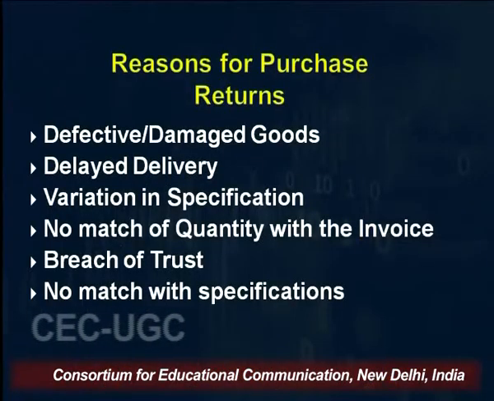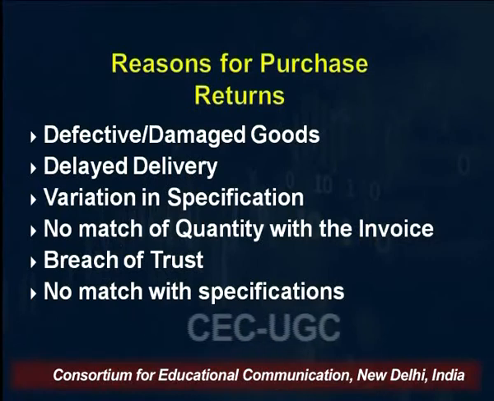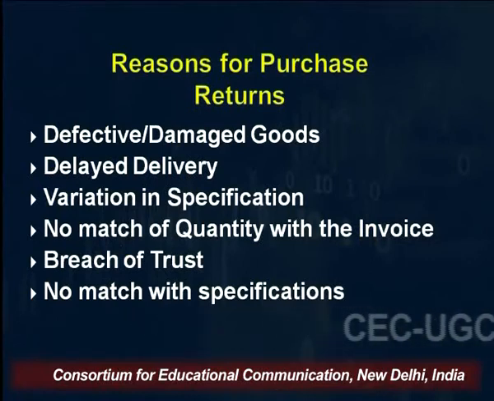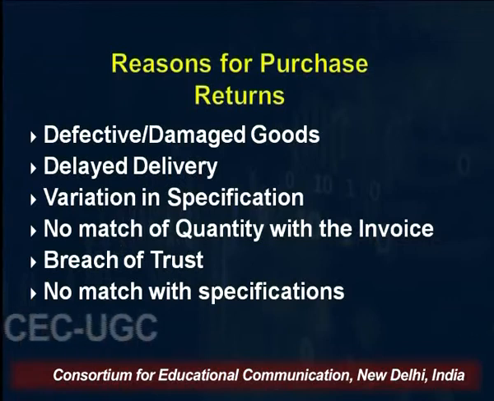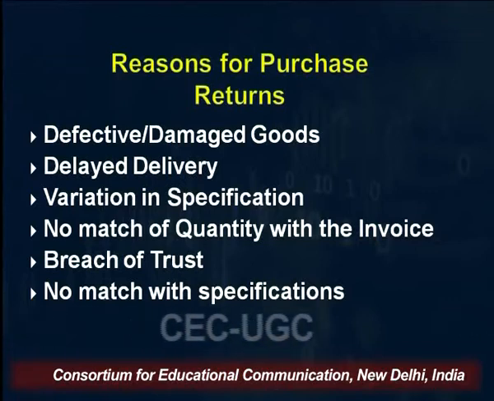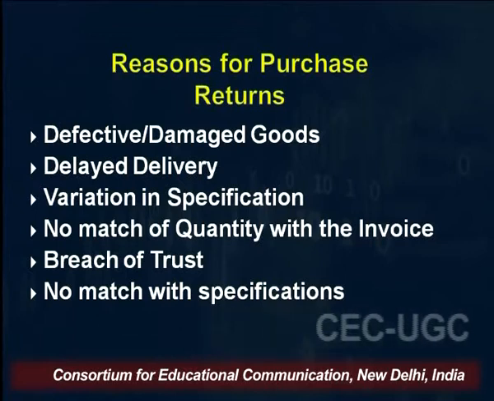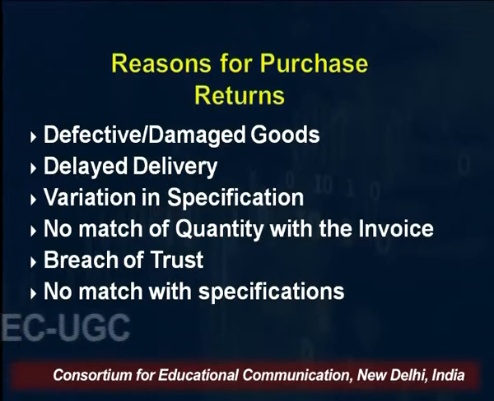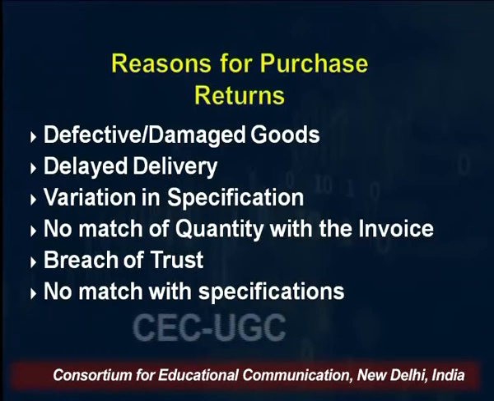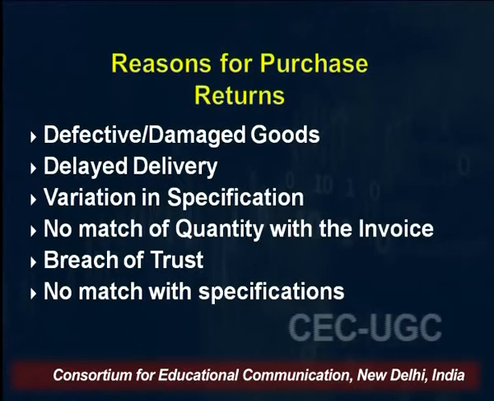There could be many reasons. The first could be that my goods were defective, they were damaged, and that is why I am returning. I received goods on time, but I received them in a bad shape, so I am returning it. It's a justifiable reason. Another reason could be that my goods were delivered to me but not on time. I was expecting to use them in my production. My production assembly line was waiting for that, but I didn't receive the goods on time.